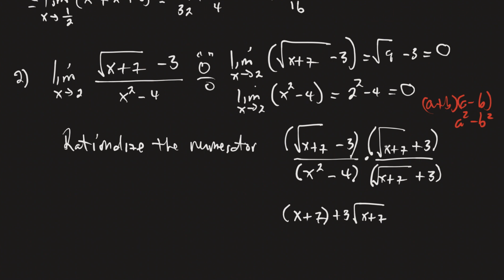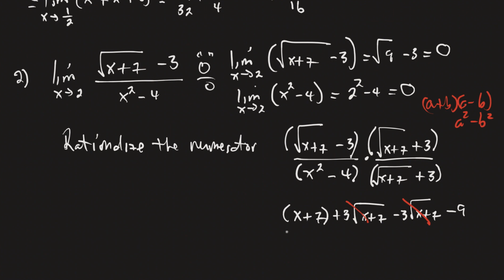The negative 3 times the root will be a minus 3 root x plus 7. And then the negative 3 times the positive 3 gives us a negative 9. And what happens is the terms with the radical cancel each other out, because you have a positive 3 root and then a minus 3 of the same root. So these terms are gone.